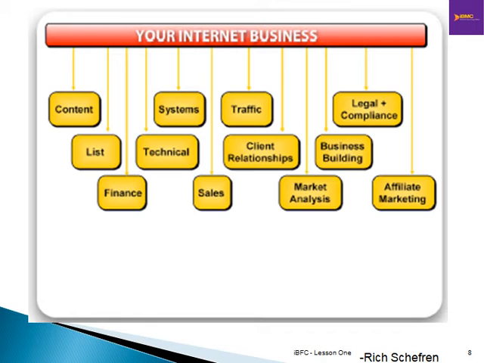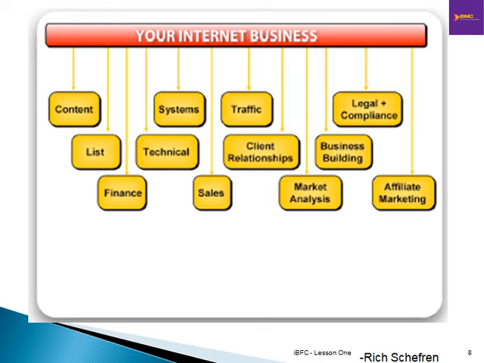Just like any other business, you need content. You need products. You need the list of customers. You need finance. You need money to do internet business. You need to put systems in place. Of course, you need to know the technical things, the computers, the printers, and so on and so forth. Then you must have traffic. People must come into your shop to buy things. That's traffic. And then you must build relationships. And then you must carry out market analysis to understand what the market wants, what the market needs.